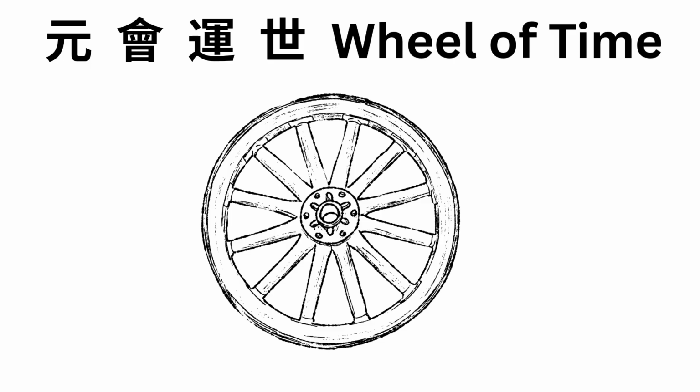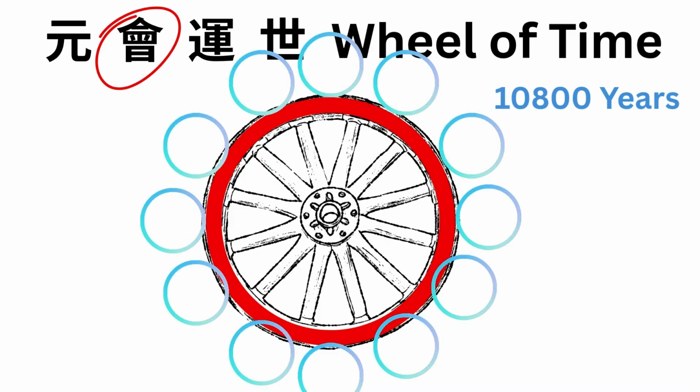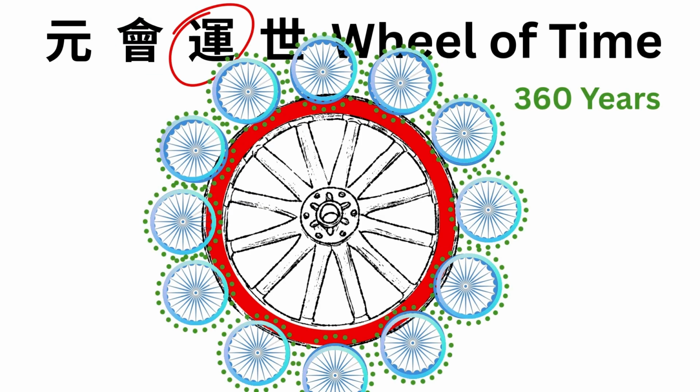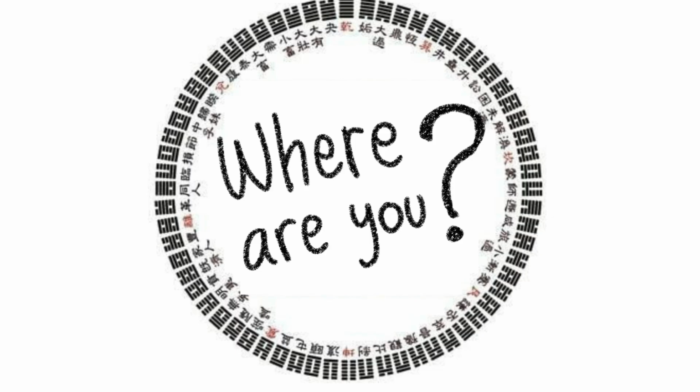This system assumes there are different tiers of time wheels. The largest time wheel is called 元. It covers 129,600 years. And the larger wheel is divided into 12 smaller wheels. Each spans 10,800 years. And each smaller wheel is further divided into 30 units of time wheel. So on and so forth. Through this sequence of numbers, divided by 12, divided by 30, divided by 12, divided by 30, it allows us to locate our temporal position at any moment.